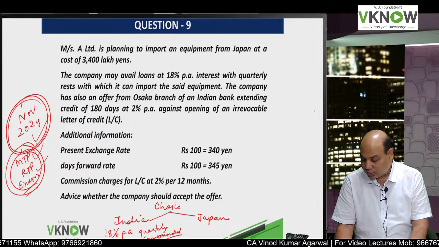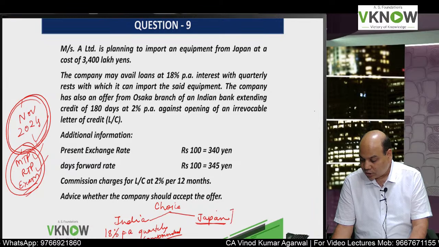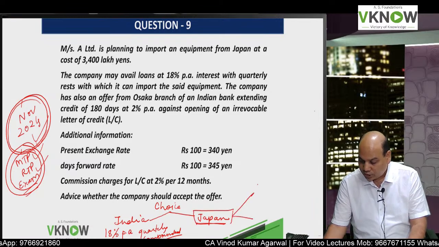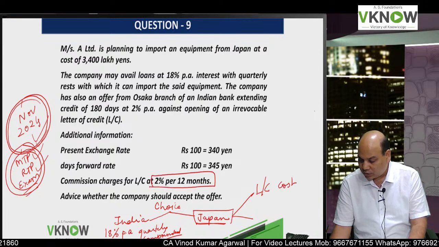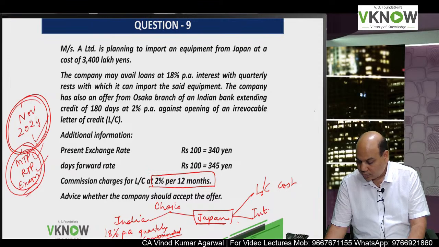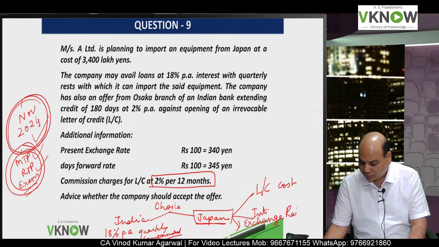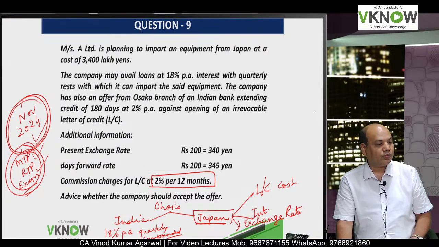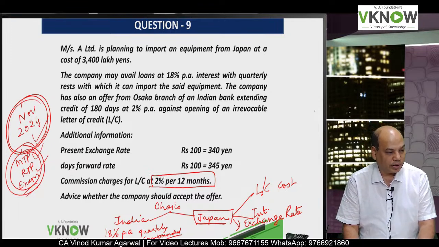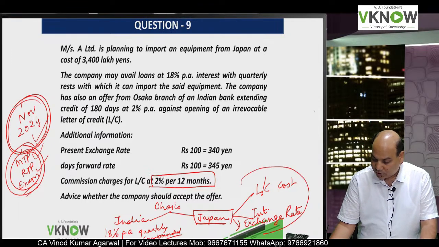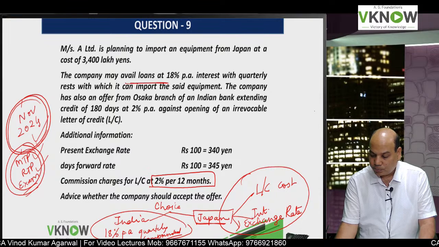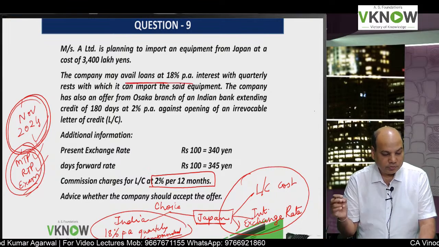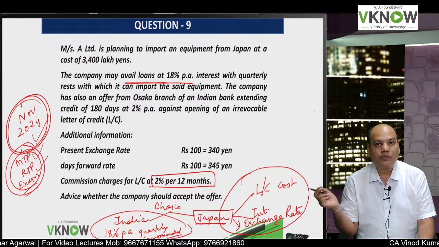Can you come to the question again? The other option is you can borrow in Japan. There are two costs. One is letter of credit commission cost, which is 2% per 12 months, and second is interest. But the third factor we also have to consider is exchange rate movement. All this will be calculated, and because we have to pay after 6 months, the choice will be the lower of the two.